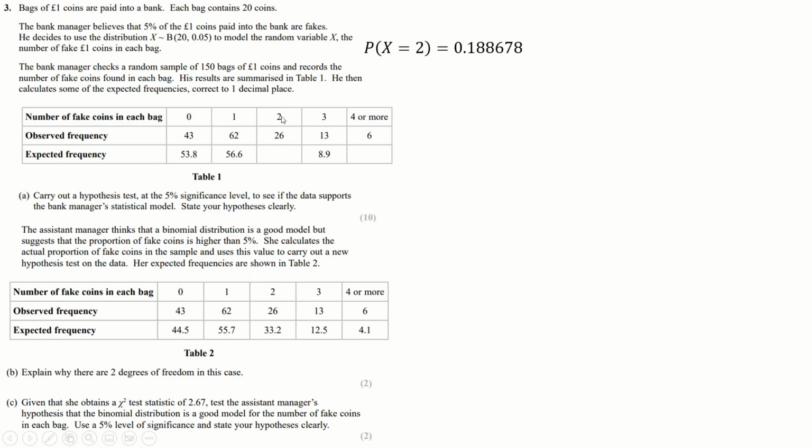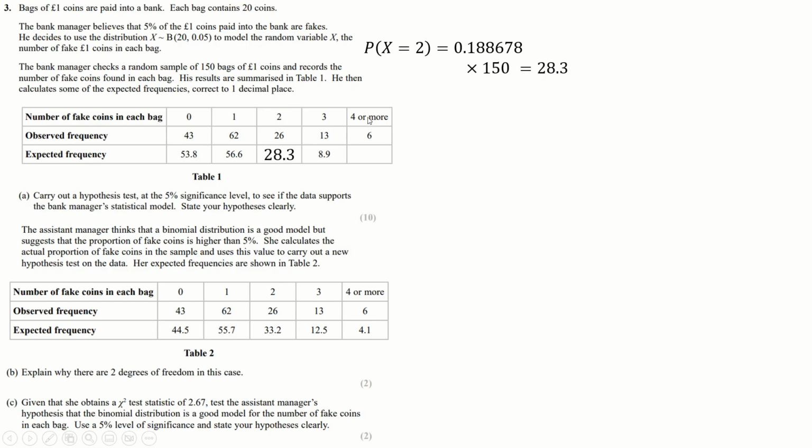wrong, you can just put it in the calculator, right? You could just say binomial distribution, binomial PD, because you're just looking for exactly 2. You type in this, you type in that, you get that number out. Now, of course, we need to times that by the sample size of 150, and we'll get that, which is our number here.